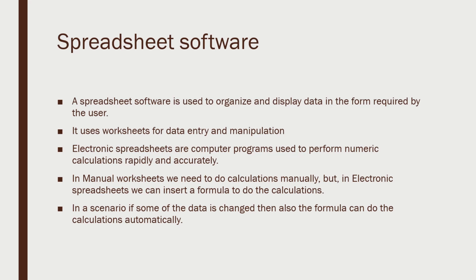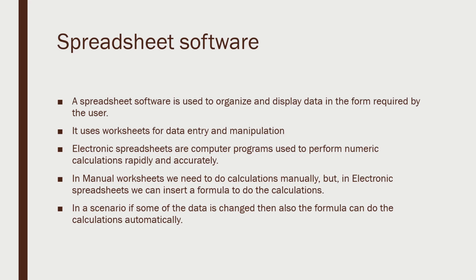Spreadsheet software. Spreadsheet software is used to organize and display data in the form required by the user. So if the user requires you to see the data in two columns, it will display the data in two columns. If you need it in multiple rows, it will display in multiple rows. Now it uses worksheets for data entry and manipulation. So in spreadsheet software, again we have worksheets.